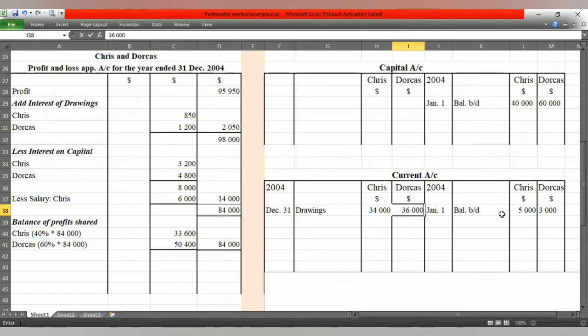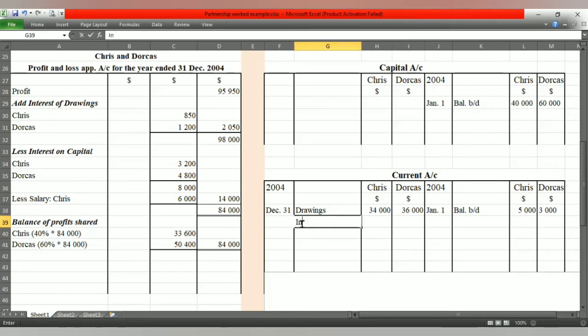Now, the other thing that we're going to pick up as it relates to the current account, we're going to post from the profit and loss appropriation over to the current account. So we're going to do some postings. We're going to look for those things that we have in the appropriation account that would increase or decrease the partner's worth. And we're going to start with the interest on drawings, seeing that is at the top. The interest on drawings is a penalty. The partner has to pay this out. So therefore, it is going to decrease the partner's worth in the business.